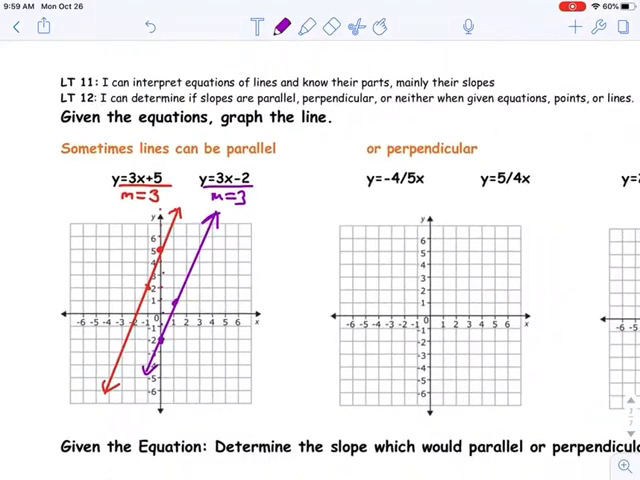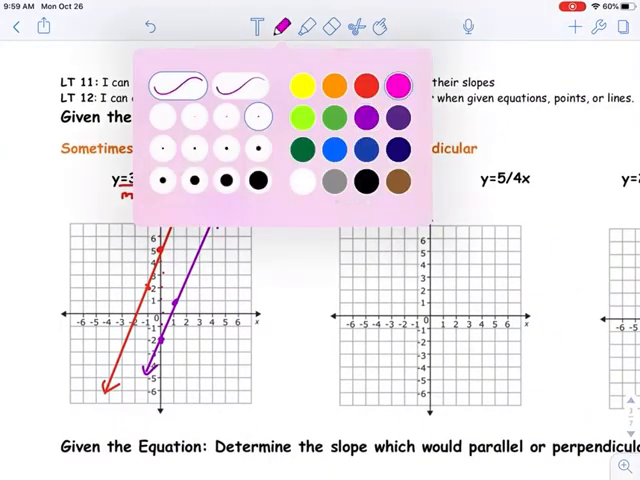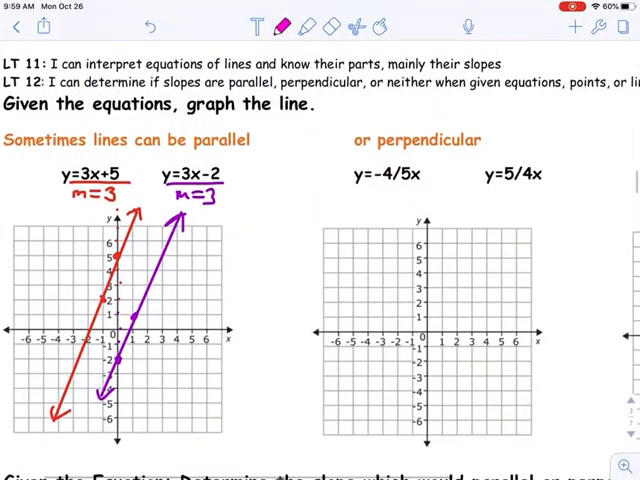But sometimes lines can be parallel or perpendicular. So this one, notice how the slope is -4/5. There is no y-intercept though. That means it just crosses there at 0. So there is a y-intercept. I should say the y-intercept is 0. Down 4, to the right 5. Boom, and we got that pink line.